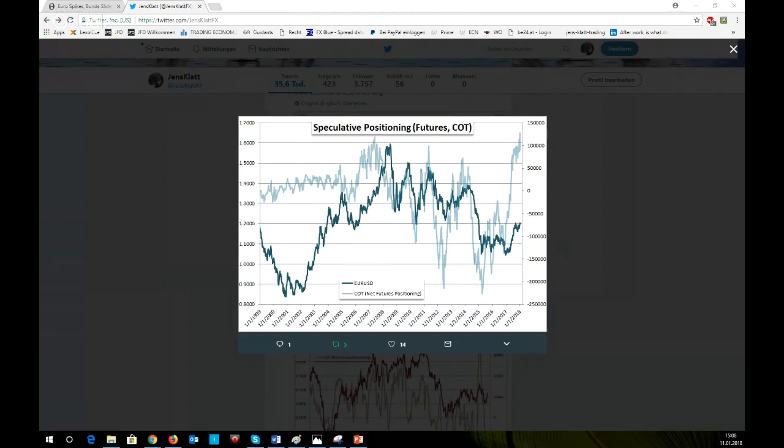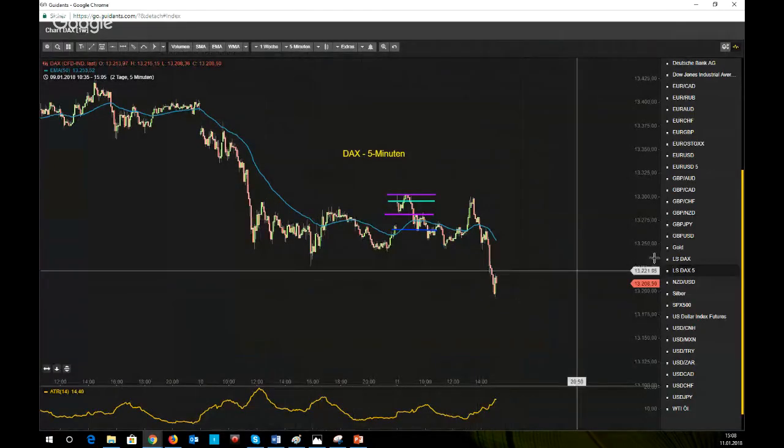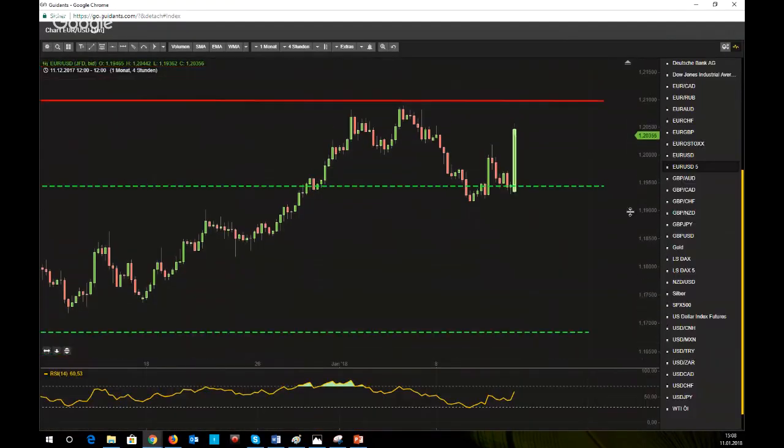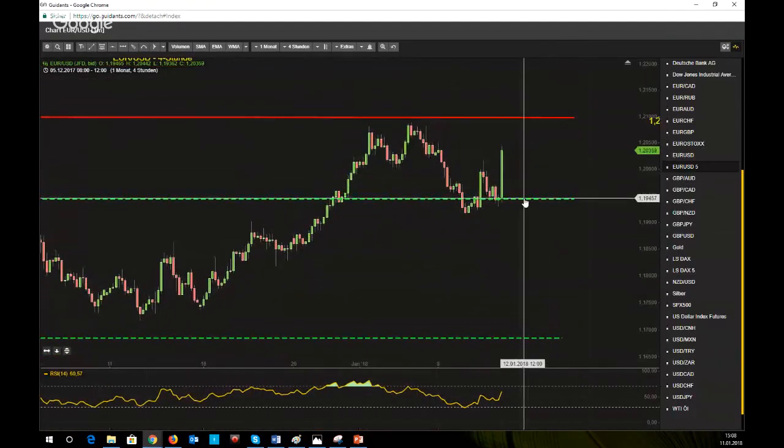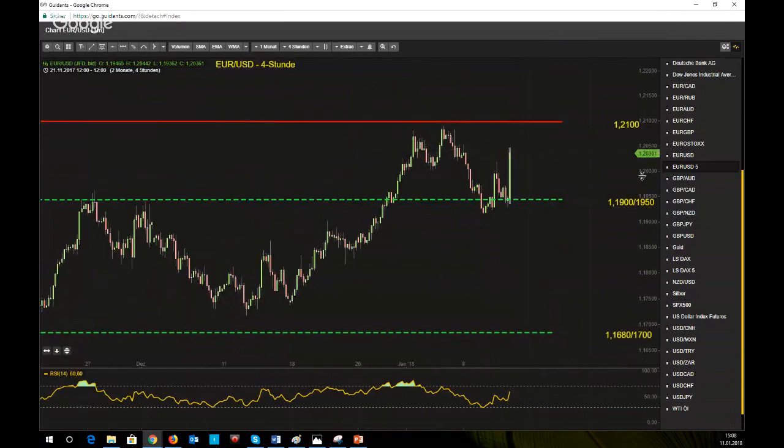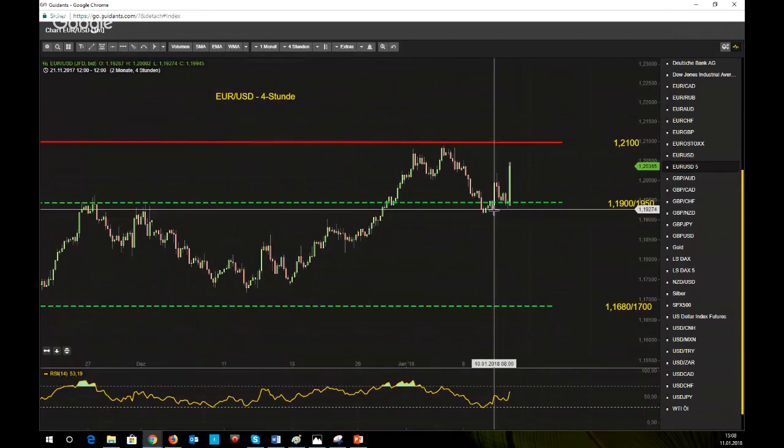And so it's not only that the DAX heads lower here, but also that the euro spikes aggressively higher. And we're not talking about a small spike, but nearly 1 cent that the euro gained so far. So this is a 4-hour chart. We've seen this push higher here yesterday, but it wasn't euro strength. It was US dollar weakness.